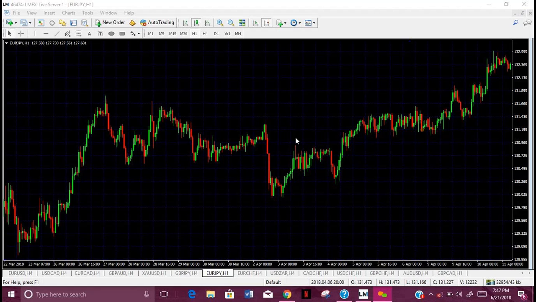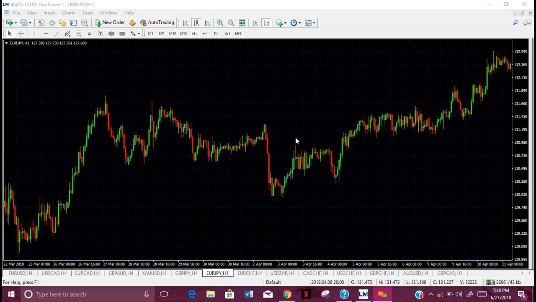Okay, so let's discuss momentum. Momentum is just like the speed, the power that price is moving. So we're going to look at the sell aspect today. I don't have anything marked up on this chart. It's basically naked. This is really how I chart.